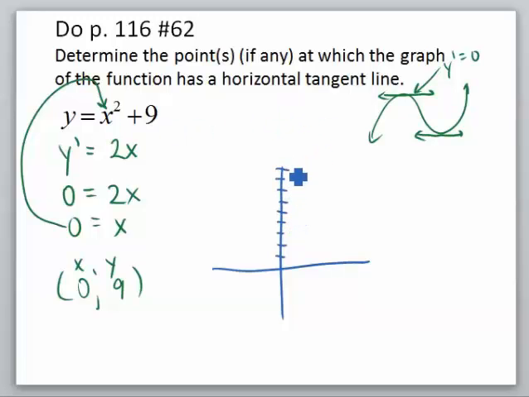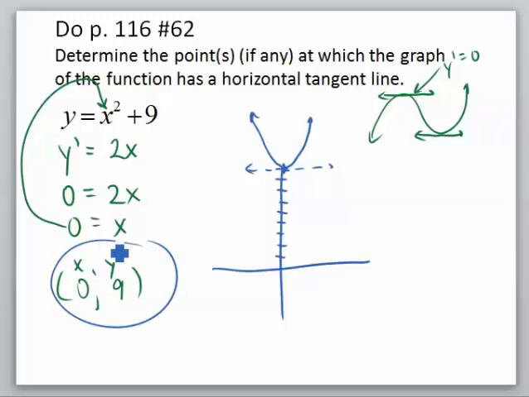This is a parabola that goes through (0, 9). It has a vertex of (0, 9), and it looks like this. You can see from the picture, right there is the only spot where there would be a horizontal tangent line, which is the answer that we got solving it algebraically.